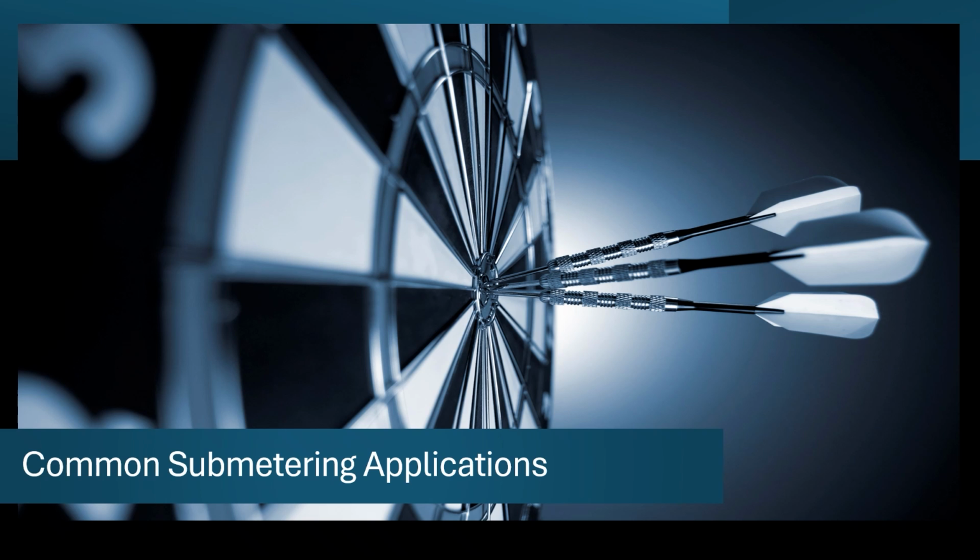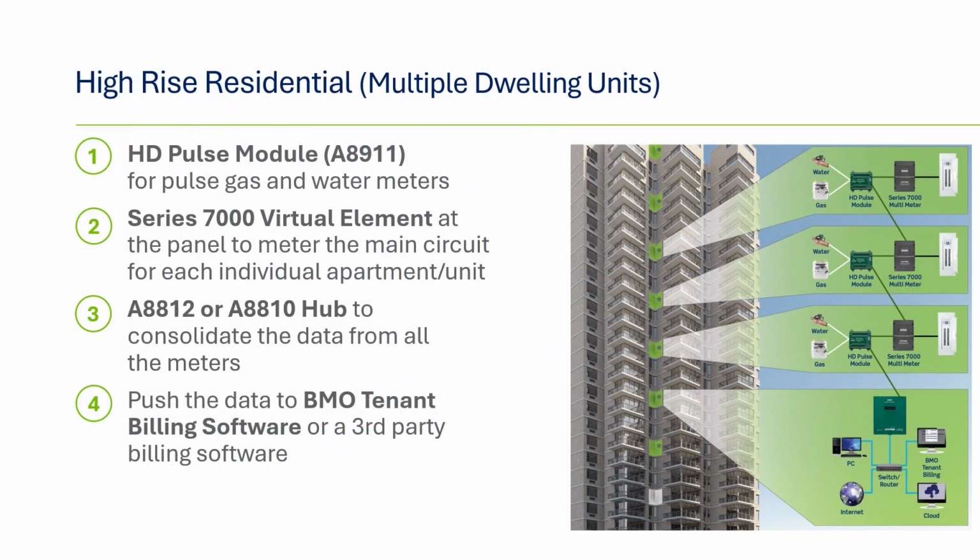Let's bring it all together with some common submetering application examples. A typical high-rise residential tenant billing installation could look something like this. 1. HD pulse modules might be used to capture consumption from gas and water meters on the site. 2. The 73D48 Series 7000 virtual element meter is installed near the electrical panel on each floor to meter the electrical usage for individual apartments.